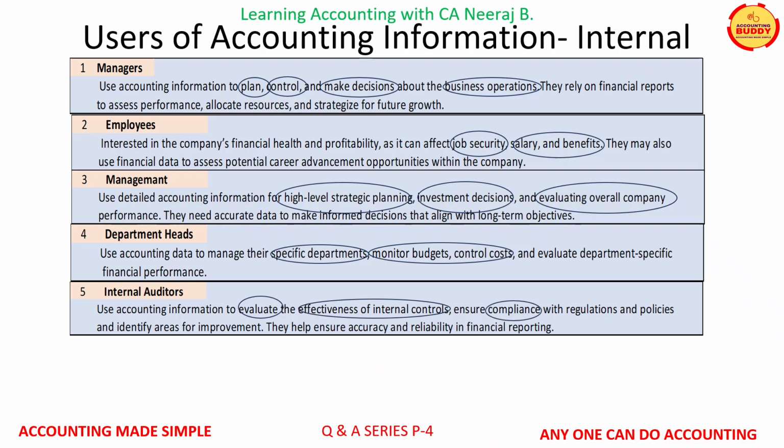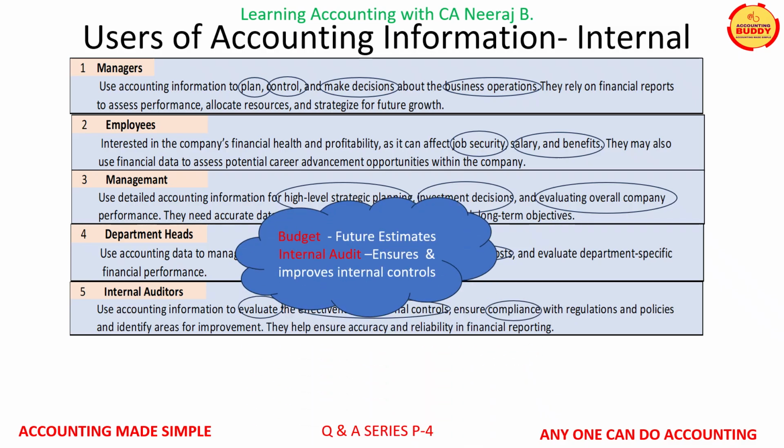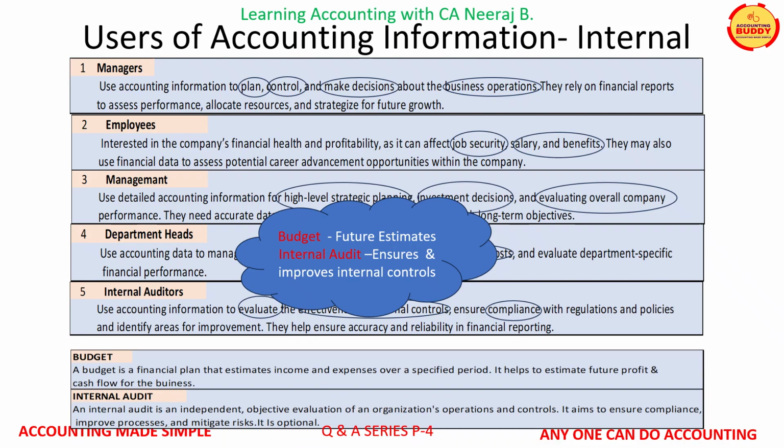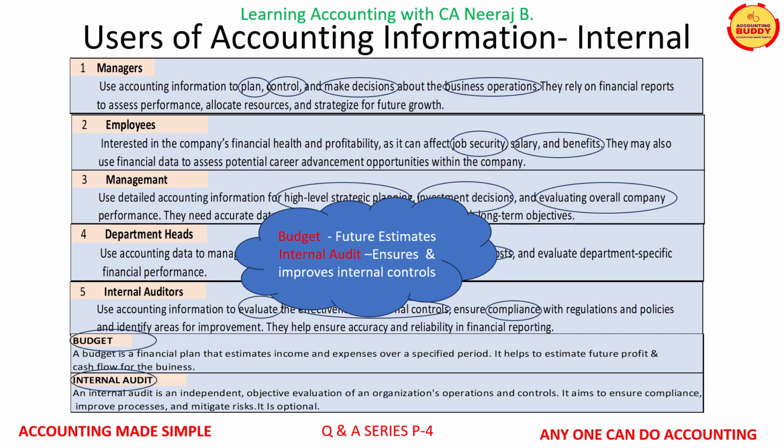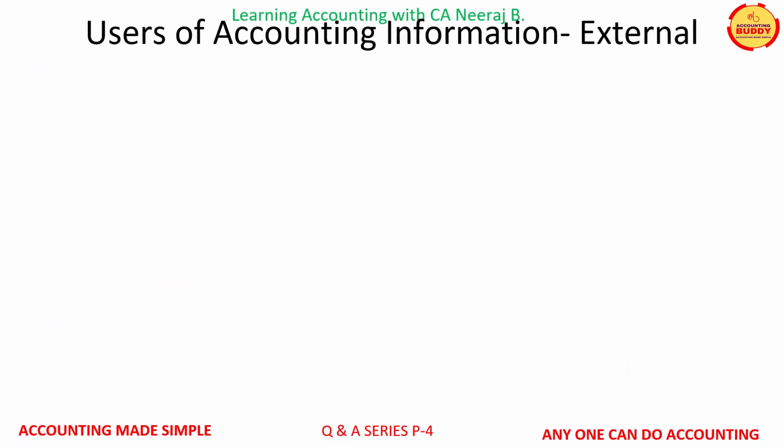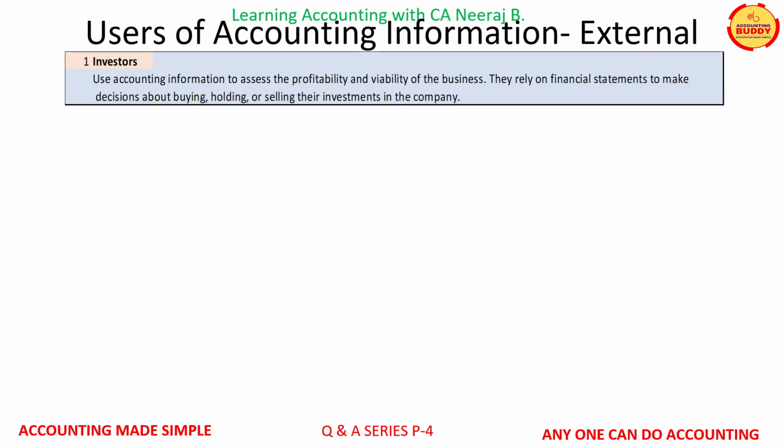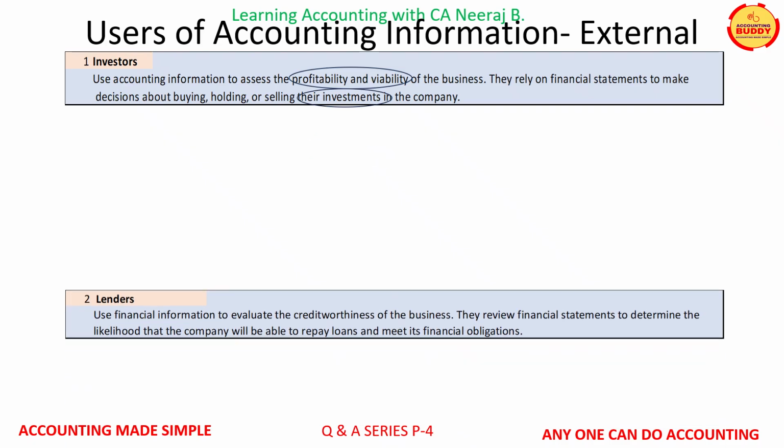In this slide, we have also learned two more important terms. One is budget and another is internal audit. Brief of both the terms is displayed on your screens, which are self-explanatory. Let us now learn about various external users of accounting information. Investors use accounting information to assess the profitability and viability of the business. They rely on financial statements to make decisions about buying, holding, or selling their investments in the company.